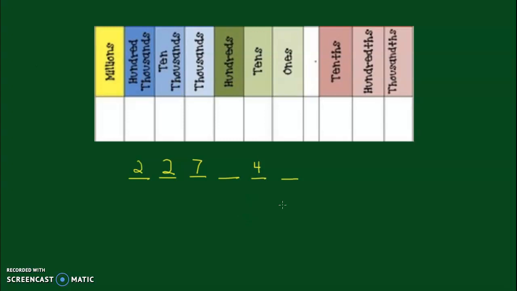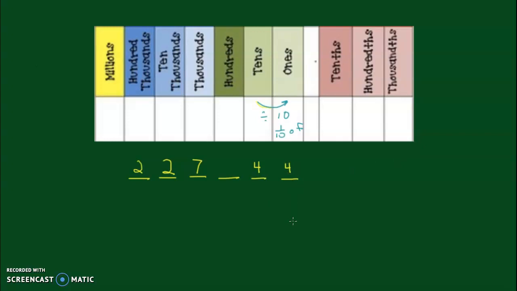The next statement is the other 4 is worth 1/10 as much. Remember back to the beginning, when we're moving to the right on a place value chart, it's the same thing as dividing by 10, or if you remember, 1/10 of. So if the statement is the other 4 is worth 1/10 as much, or 1/10 of, that means it's going to go to the right. So 40 divided by 10 is going to be 4.